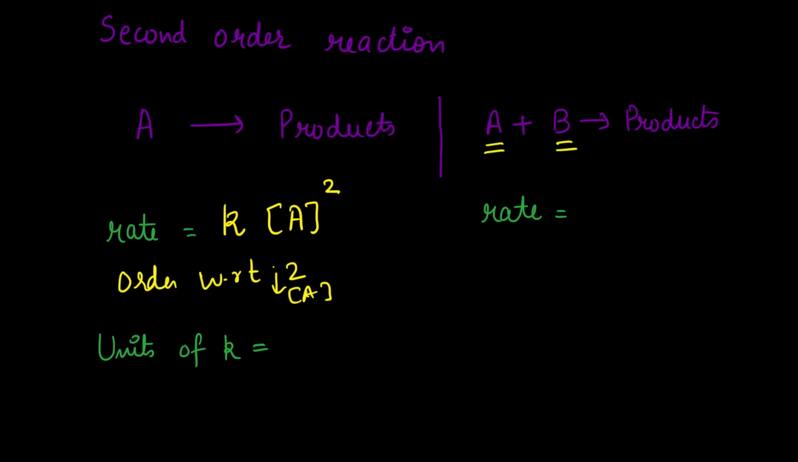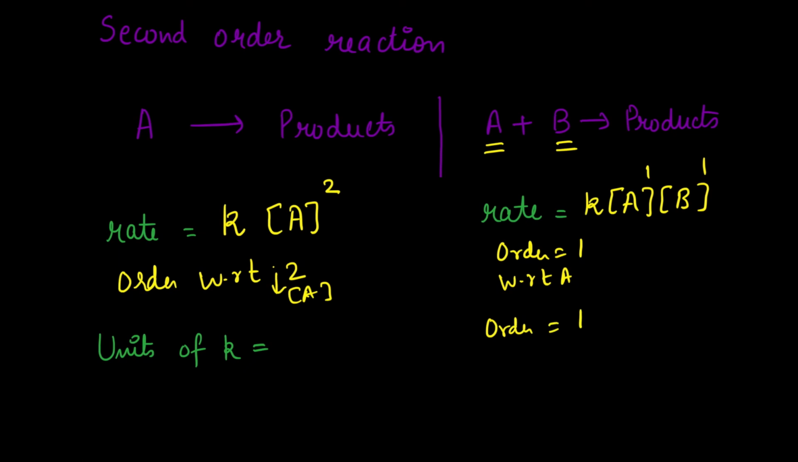So the rate corresponding to this will be K, let's say A and B, which means the order is 1 with respect to A and order is 1 with respect to B. So net order again for this reaction will be 1 plus 1, 2. So you can have one reactant involved, or you can have two different kinds of reactant involved in a reaction.